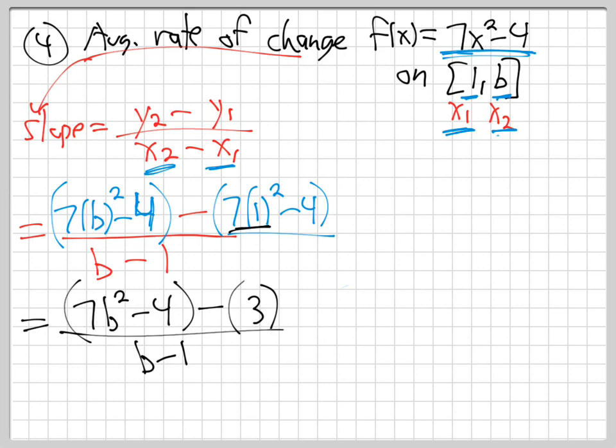Okay, and now, what can we do on the top? Let's remove the parentheses. So 7b squared minus 4 minus 3. If you lose $4 and lose $3, you lost $7, yeah. To there. Good so far.